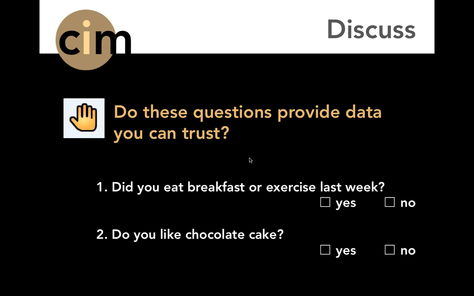does it provide data you can trust? And if you were trying to ascertain whether or not someone had a healthy living routine the last week, does question 1 provide data you can trust? Talk about them separately, so when you're responding, please say whether you're responding to question 1 or question 2. And again, go ahead and raise your hand and we'll open your microphone.